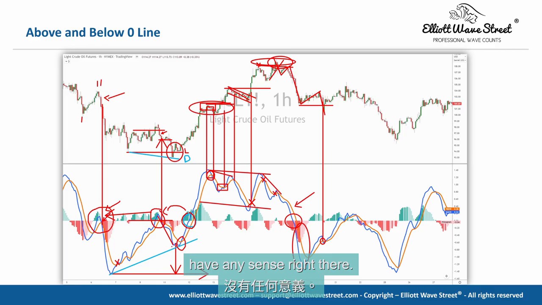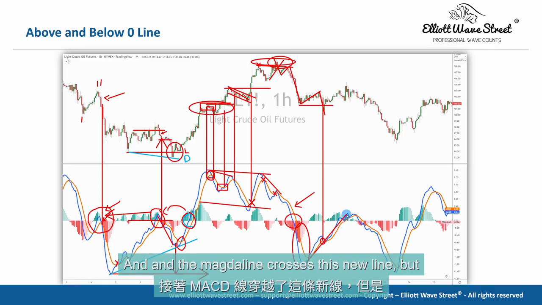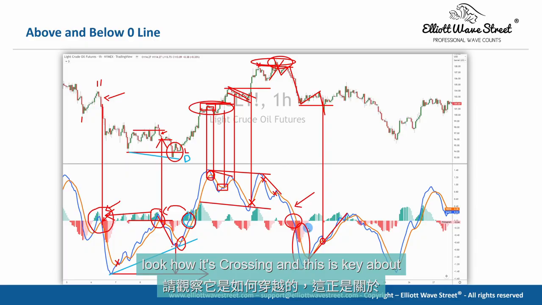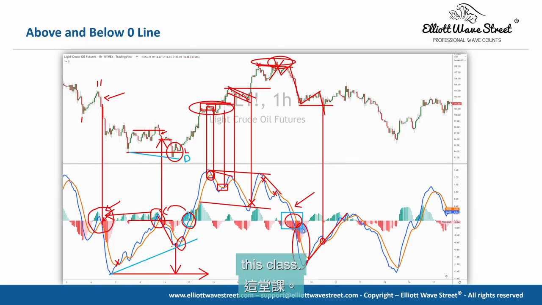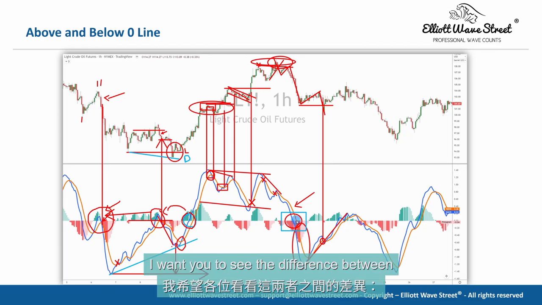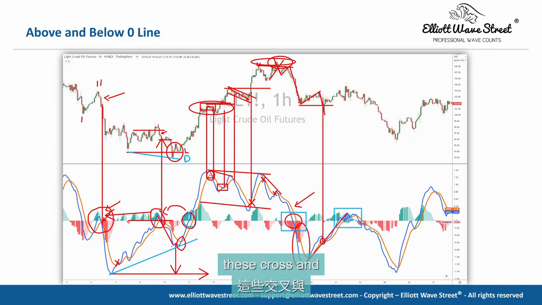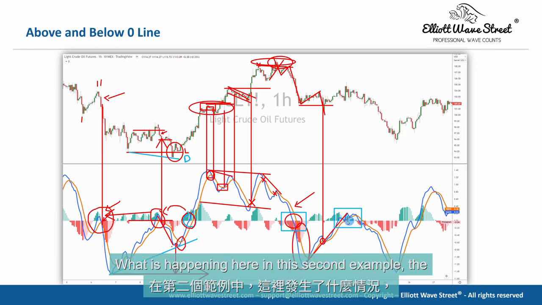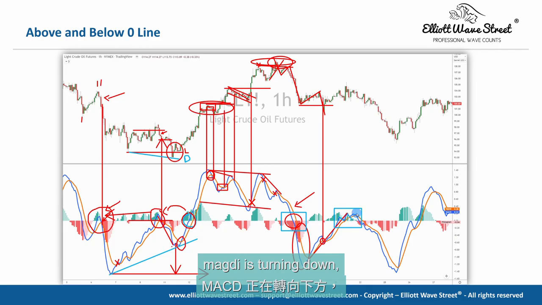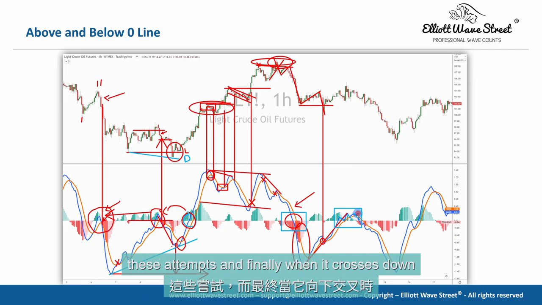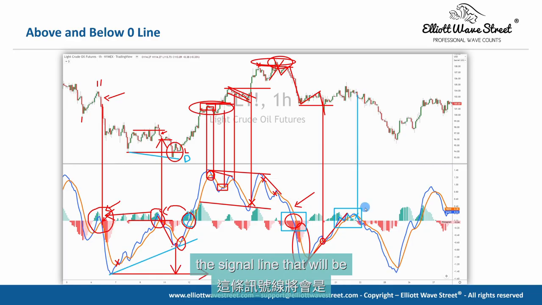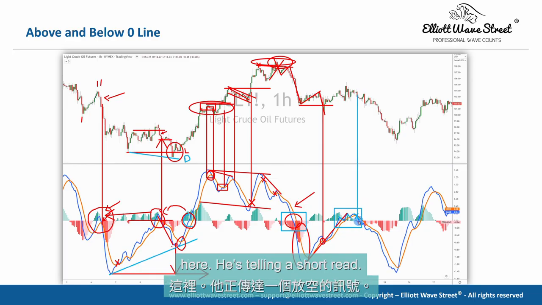And the MACD line crosses the zero line, but look how it's crossing. And this is key about this class. I want you to see the difference between this cross and this cross. What is happening here in this second example? The MACD is turning down, right? It's having trouble. Look at all these peaks, all these attempts. And finally, when it crosses down, the signal line that will be here is telling a short trade. It's telling a short trade.